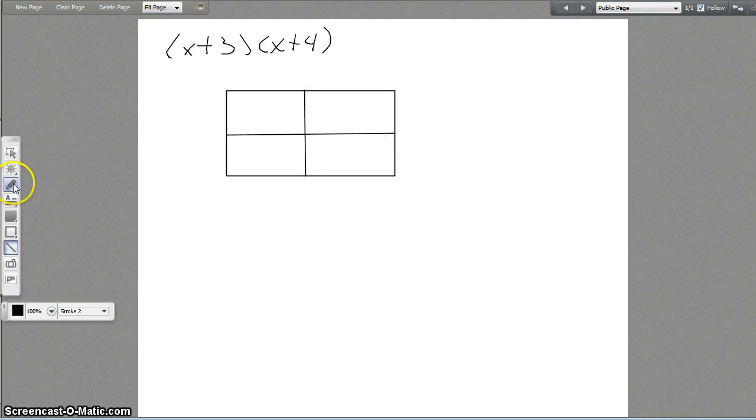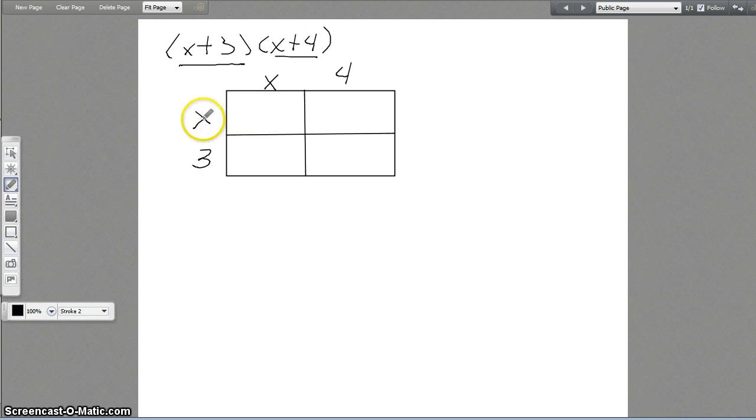Okay, so the first thing we have is x plus 3. So I'm going to write an x here and a 3 here. And then x plus 4, so I'm going to write an x here and a 4 there. So now what I do is I work this out like a multiplication table.